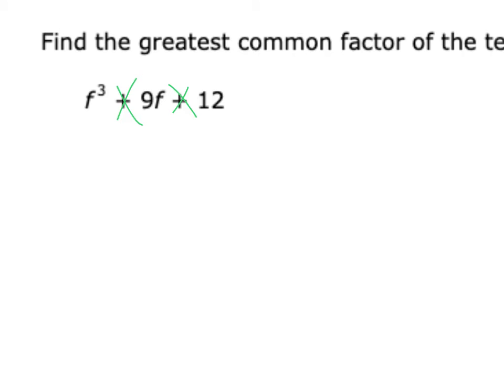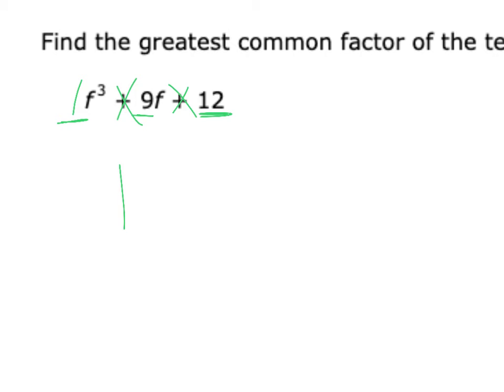So you've got an f to the third, you've got a 9f, and you have a 12. First thing, I would look at your coefficients, your numbers. We have a 1, that's the number in front of f to the third. You have a 9, you have a 12. We want a number that you can divide evenly into all 3 of those. Well, in this case, this is just going to be the number 1. You can divide 9 by 3 and 12 by 3, but you can't divide 1 by 3 evenly. So our number is going to be a 1.